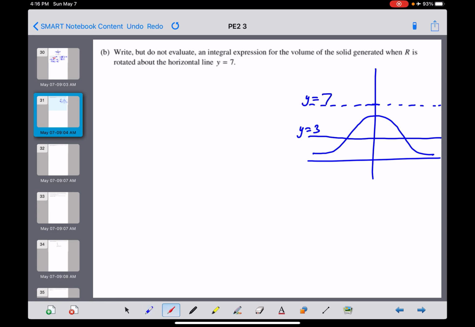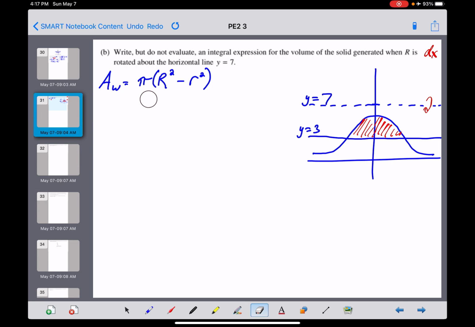So what's happening here? We are now taking this entire region, which is this whole chunk right over here, and we're going around this horizontal line. That tells me this is a dx problem. And with all of this gap between the curve and the axis of revolution, we're going to be doing washers. So the formula for the area of a washer is pi times big R squared minus little r squared.